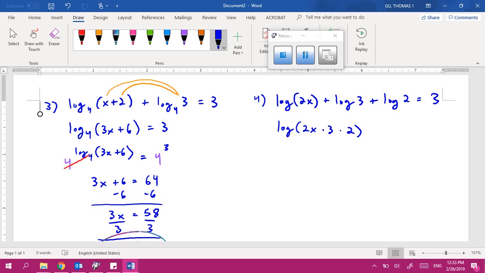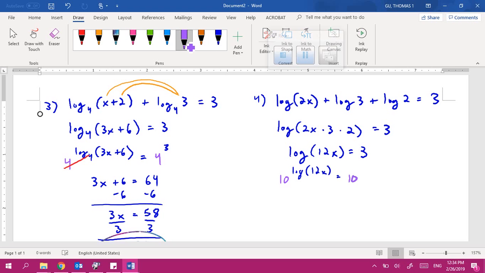All of these are being added, right? So you're just multiplying all the numbers together. So what is 2x times 3 times 2? Right, it's 12x. So log of 12x equals 3. And how would I go about finishing this one? Right, the base is 10. Equals, what's on the right side? 10 to the third, right.